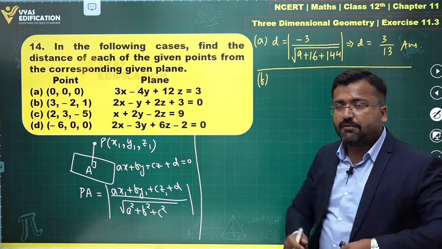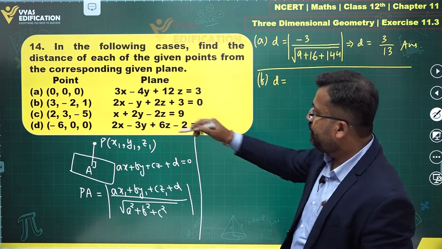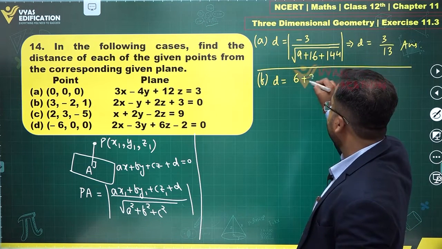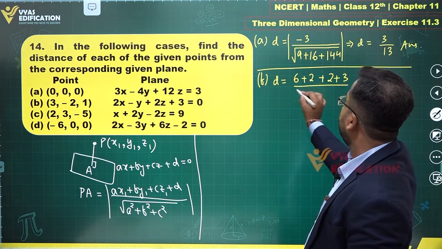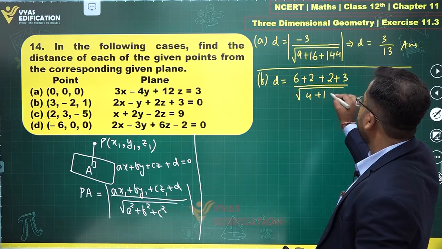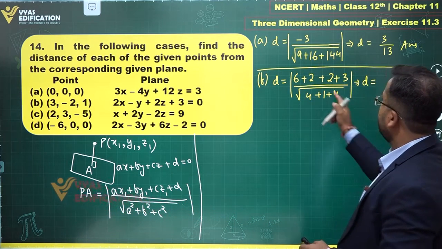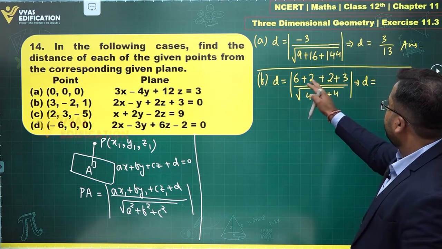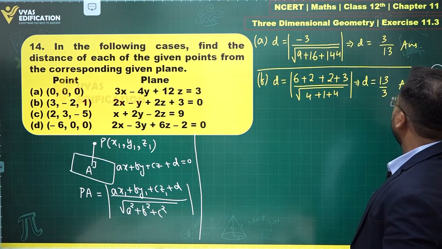What about part B? Let's take a look at part B. Distance will be again 2 into 3, which is 6 AX1, minus or minus 2 becomes plus 2, 2 into 1 becomes 2 and plus 3 upon under root of 2 square, 1 square, 2 square, which is 4 plus 1 plus 4, and a modulus. That tells me D will be equal to, in the denominator you get root 9, which is 3, in the numerator you get 9, 10, 11, 12, 13, 13 by 3. That's my answer for this part.